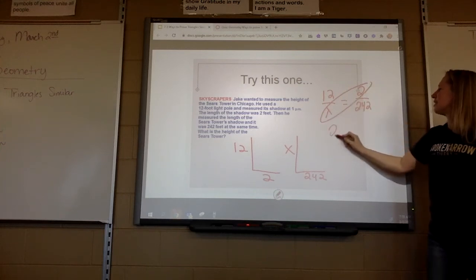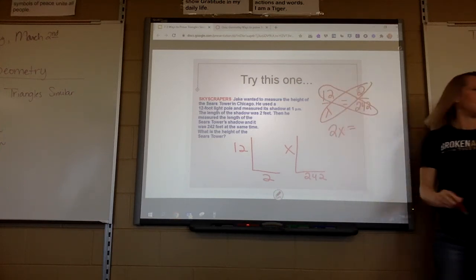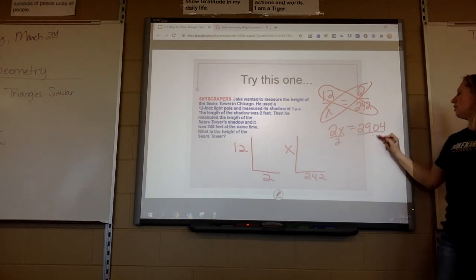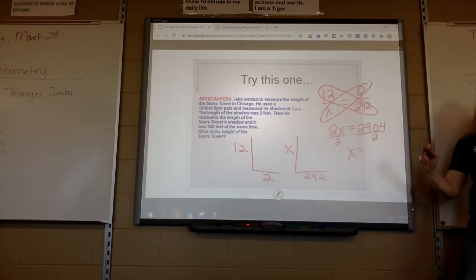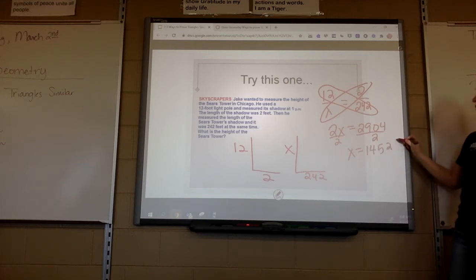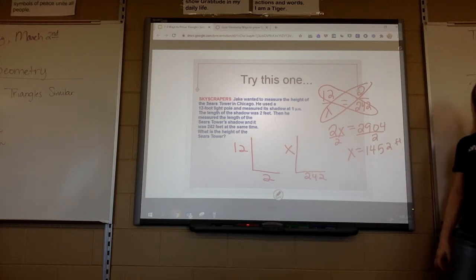2 times x is 2x. I don't know what 12 times 242 is. 2,904. Divide by 2. What's x? 1,452. That's right here. So that would be in feet. We got to see if the Sears Tower is really that tall. Is that right? Okay, that's pretty good.